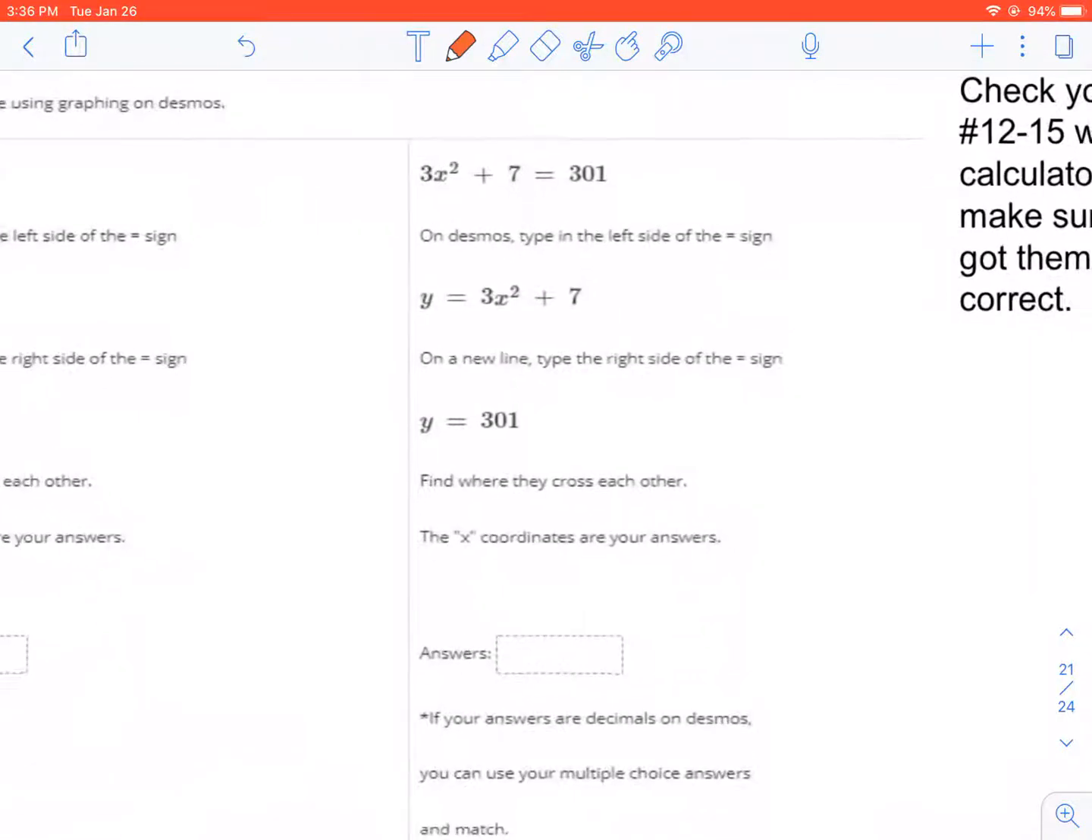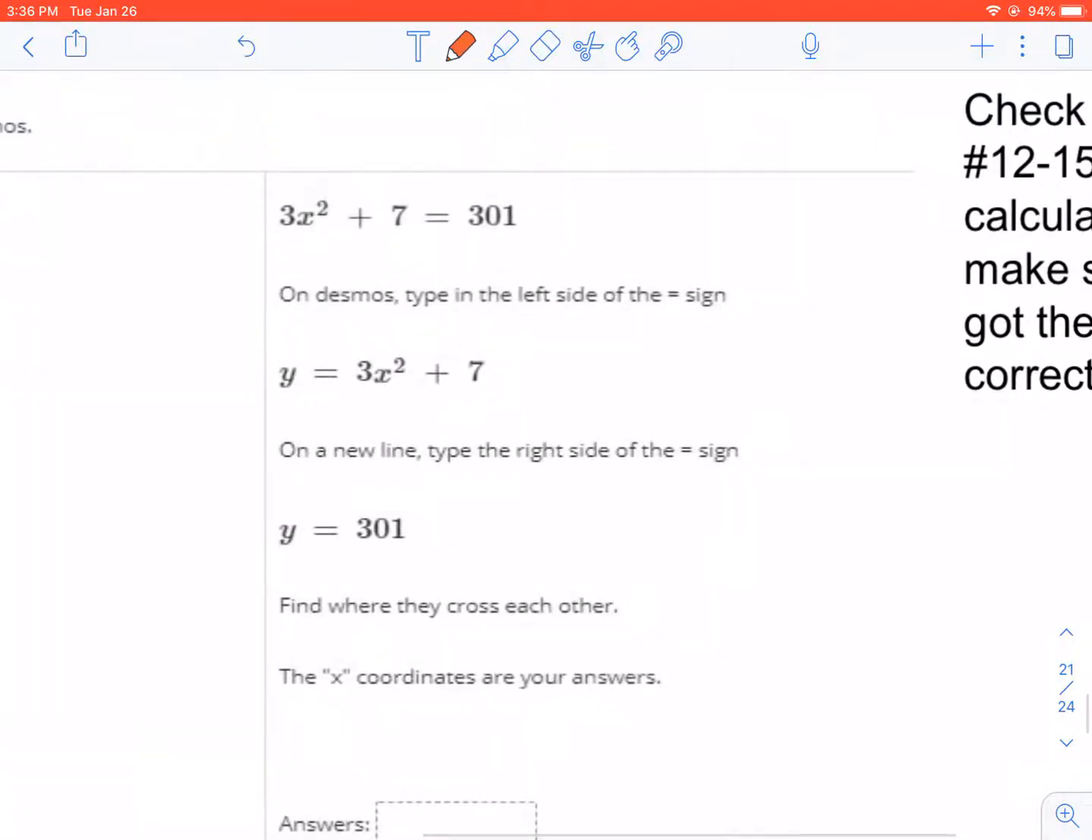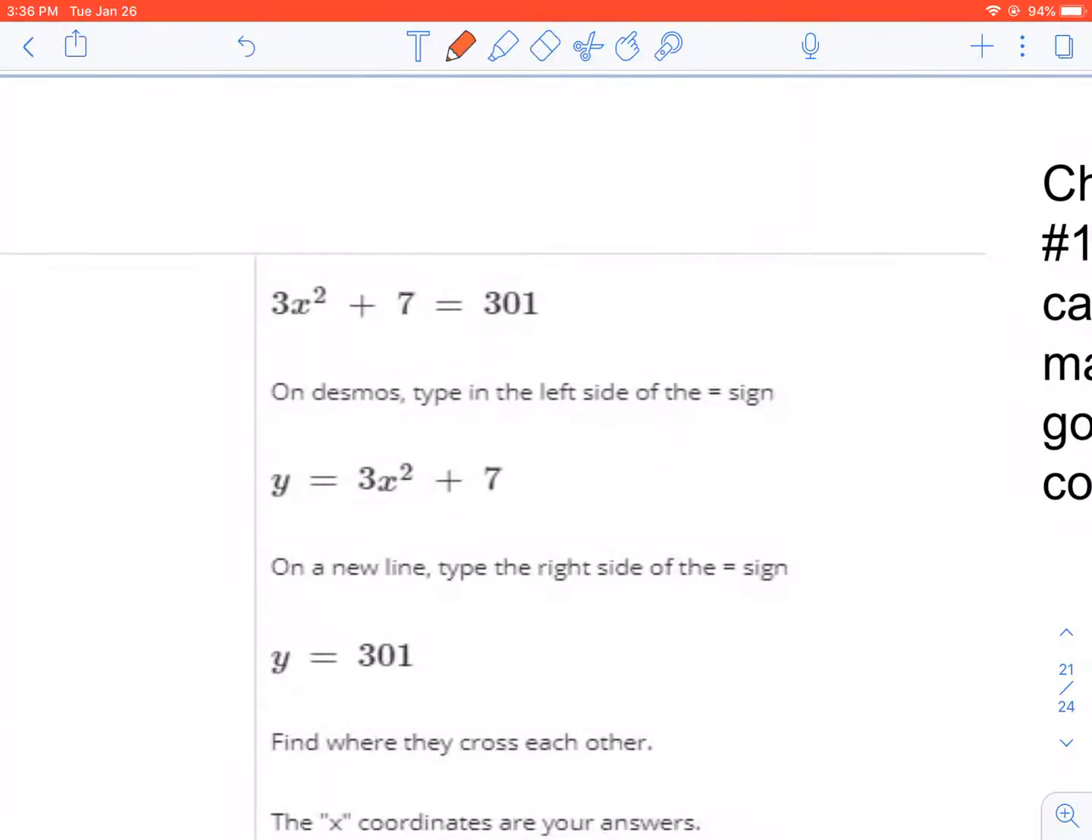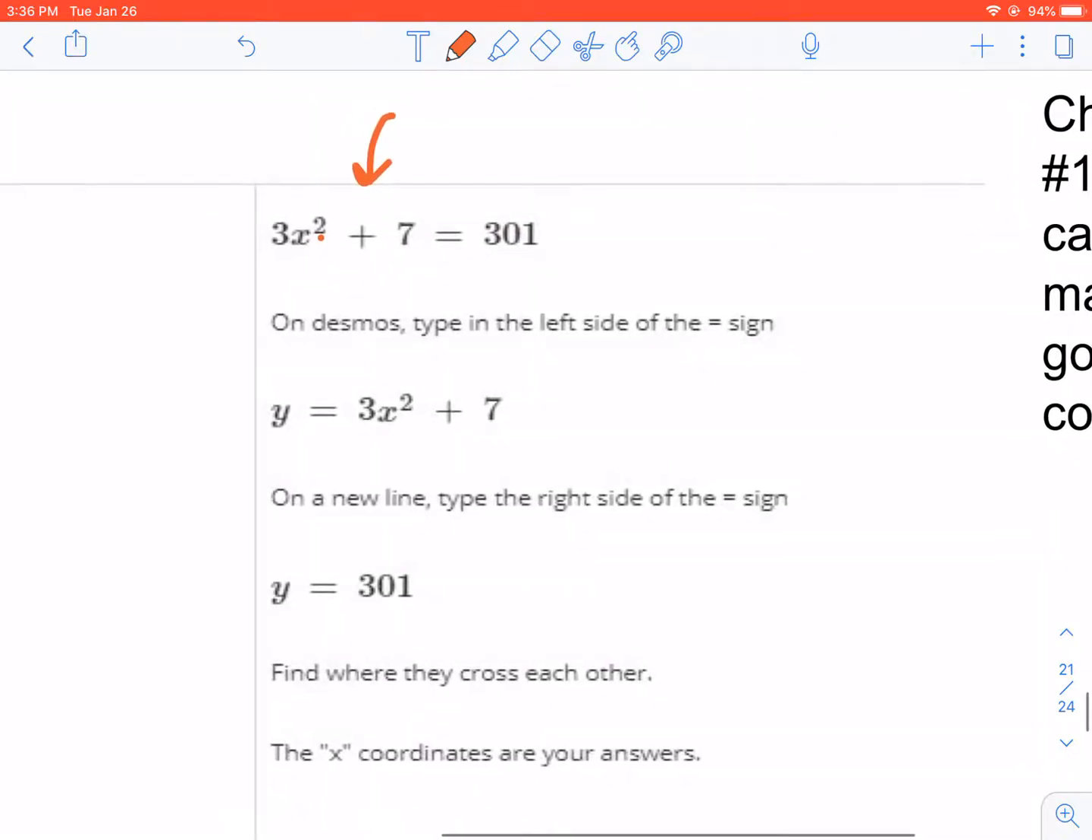Question number 16 on Schoology. We're going to do this one on the right-hand side. You can solve this one using the square root method because we don't have a middle B term and we do have a square. And I'm going to show you how to do it using Desmos instead of doing it by hand.